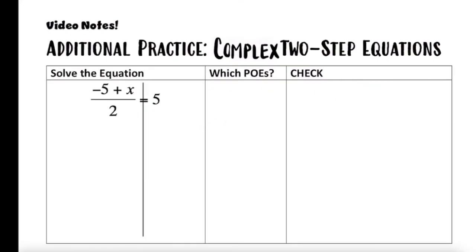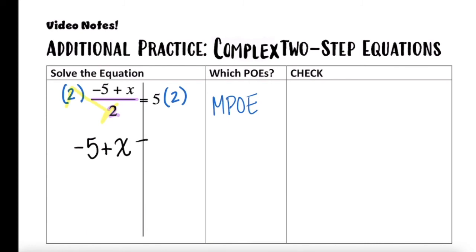All right, let's see how you did. So the first thing I saw was that my coefficient here was that I'm dividing by 2, and I wouldn't divide again. That leads me to believe that my first step would be MPO and multiply both sides by 2. Multiply by 2, multiply by 2, that makes a big 1. And my new equation is -5 plus x equals 10.